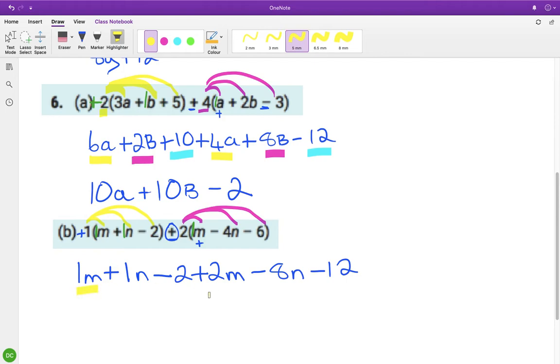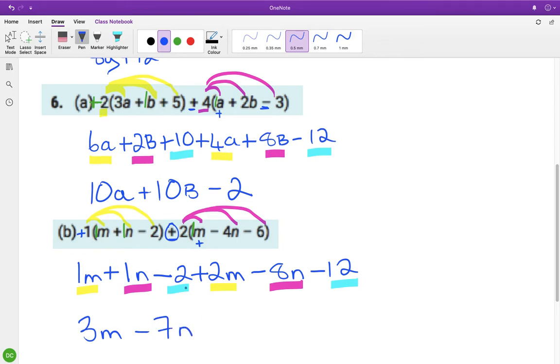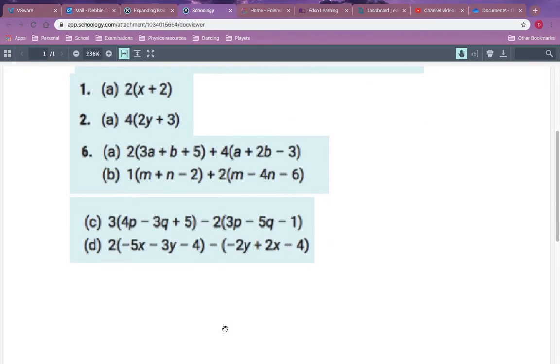So if I pair these up, I get m's. Next family I have is n's, and then the last one is constants. So the m's, I have a 1 and a 2, which makes 3m, and that family is m's. The n's, I have a 1 and a minus 8, which is minus 7n. And then minus 2 minus 12 is minus 14. And that is fully simplified.